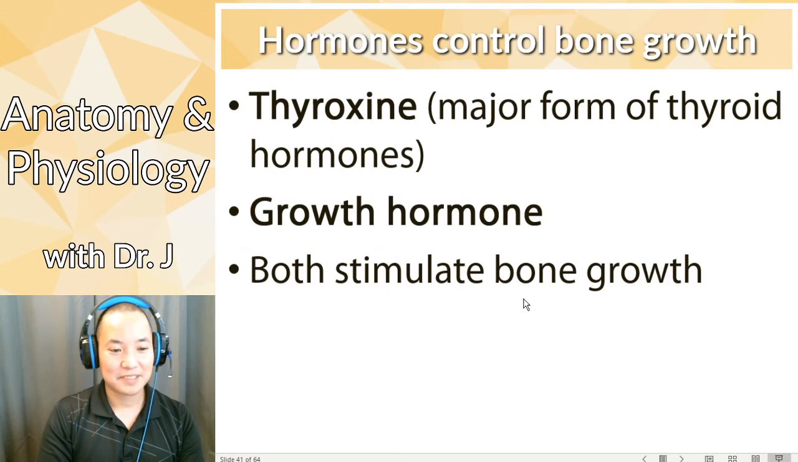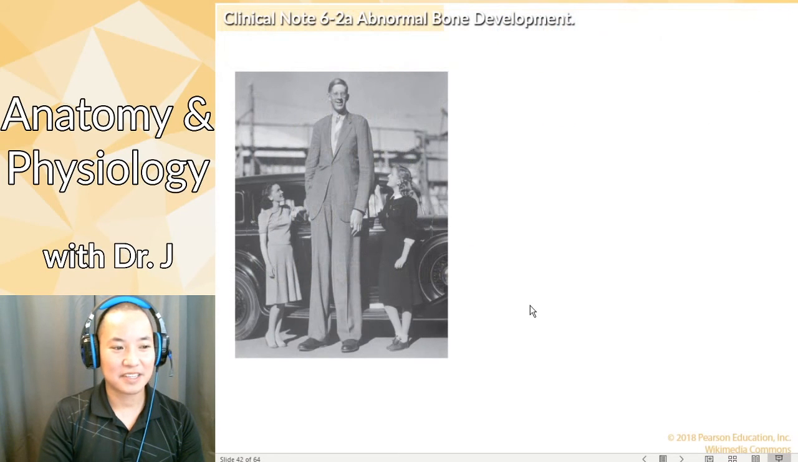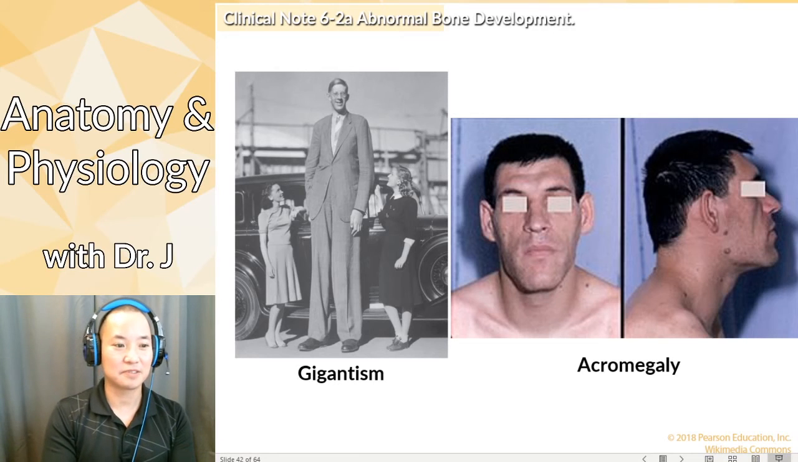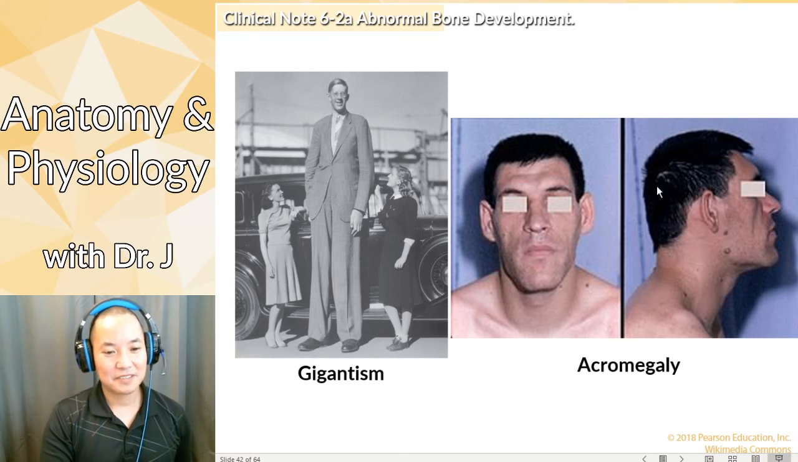And then both stimulate bone growth, and this is what can happen if you have too much. So here's gigantism, and here's acromegaly. This is both the results of too much growth hormone. As you can see, this guy is really, really tall, right? But what do we have here?